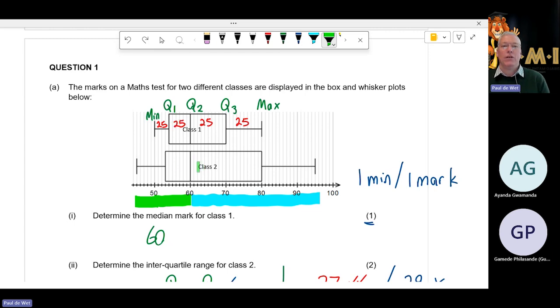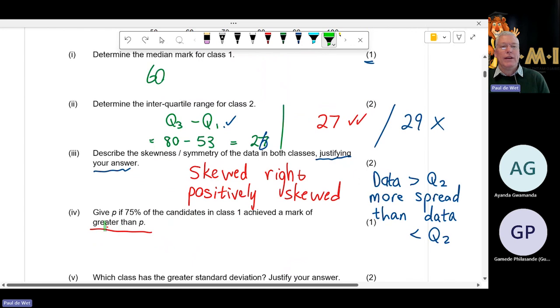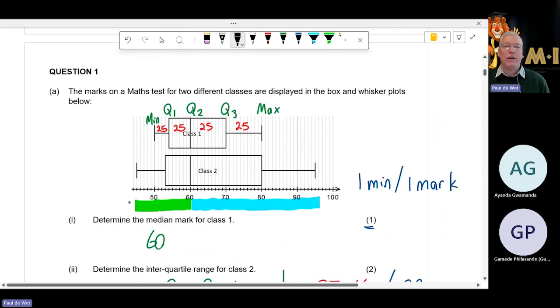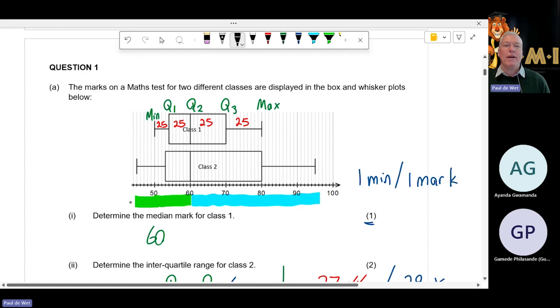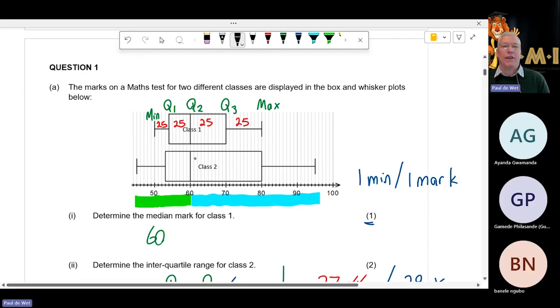Okay, which one must we actually look at? So we want a mark that's 3/4, 75% achieved a mark greater than. So 3/4 achieved a mark greater than what? Which number is going to tell us that? Guys, I'll tell you just to show you, this here would be 50%. 50% achieved a mark greater than 60. So if I want 75% achieving a mark greater than, where must I look? I'll give you a hint. It's one of the quartiles, but it's not quartile 3.